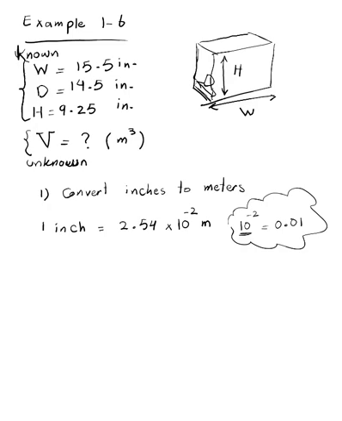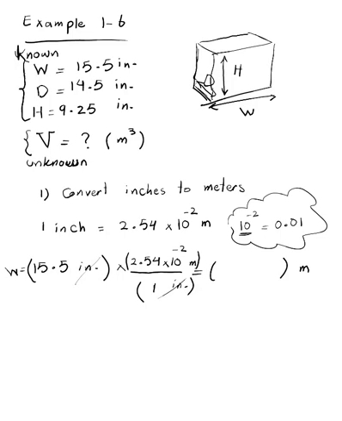All right, so I need to find an expression. Remember that I have 15.5 inches for the width. Whatever expression I use here, I want to get a number in meters. So if I want the inches here cancelled, the inches in the expression should be in the denominator. So I need to find an expression so that these inches can cancel out together.